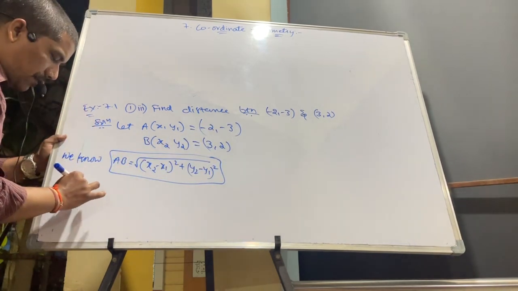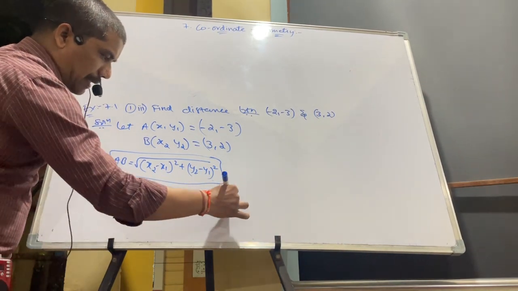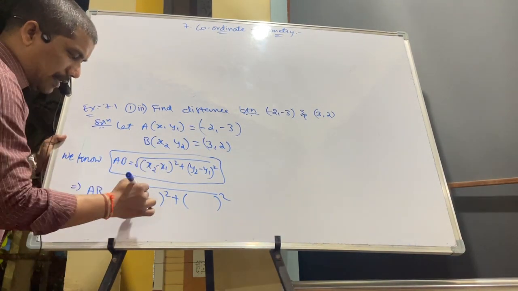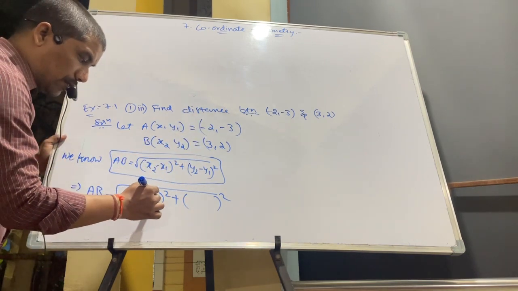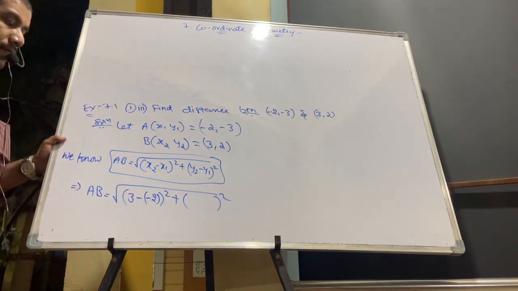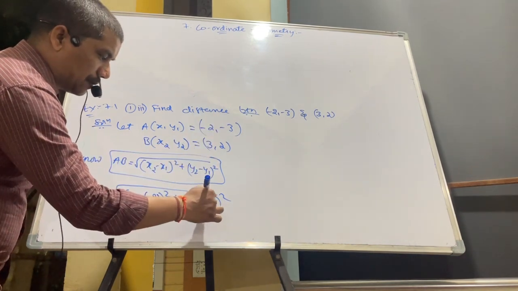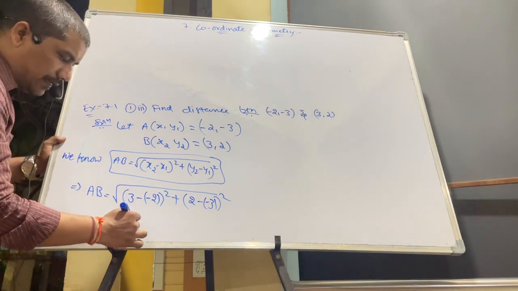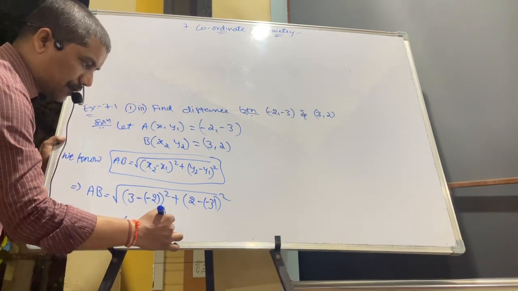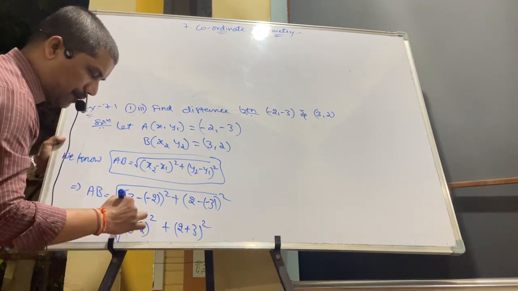So AB is equal to, now we should apply that. Right bracket like this, empty bracket first. What is our x2? 3. Minus, what is our x1? Minus 2. So whenever minus comes here, you should keep it in bracket. Okay? Next, y2, 2. Minus y1, minus 3. So in the next step, (3 minus into minus, plus 2) whole square, plus (2 minus into minus, plus 3) whole square. Okay?